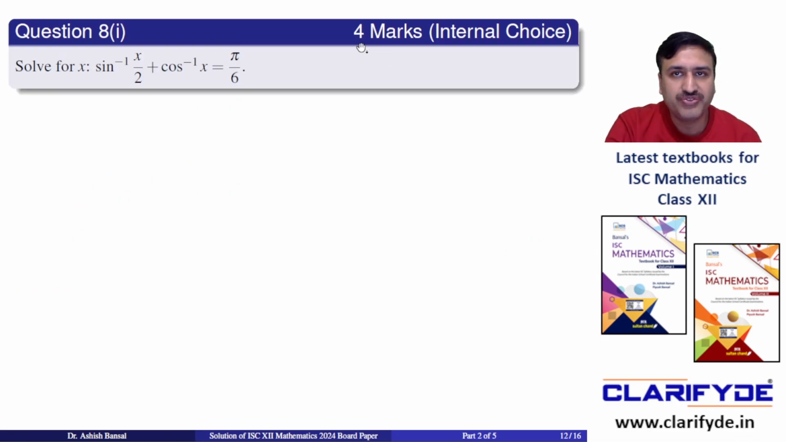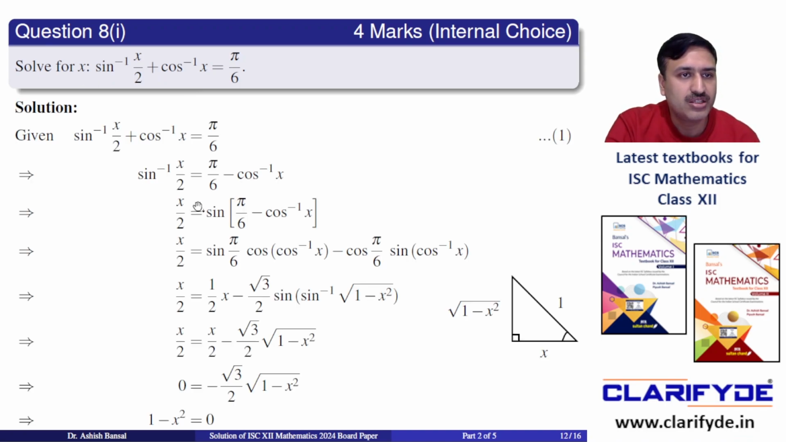Question number 8, it's a 4-mark question. There is an internal choice. The first part is we have to solve a given inverse trigonometric equation for x. So we are given that sin inverse x by 2 plus cos inverse x equal to pi by 6. Taking this cos inverse x to the right hand side, then taking sin on both sides, we get x by 2 equal to sin of (pi by 6 minus cos inverse x).